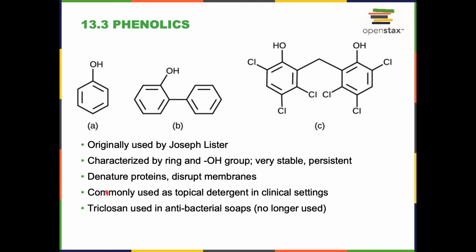Phenolics are characterized by this ring right here. This benzene is what we call it. It's a hexagon with these double bonds here, and then this hydroxyl group sticking off that, right? And phenolics are nice because they're very stable, they're persistent, right? So they're a very good mechanism of action, right? They work by disrupting membranes, denaturing proteins, and so commonly they're used as topical detergents in clinical settings. And triclosan, which is an antibacterial soap, is also very common, right?